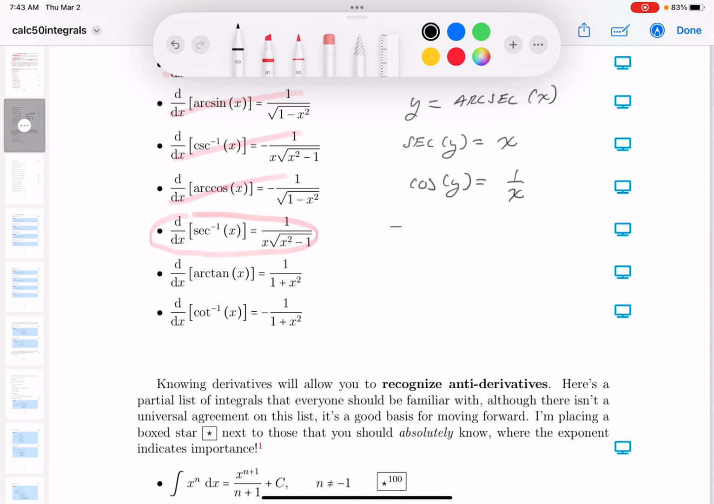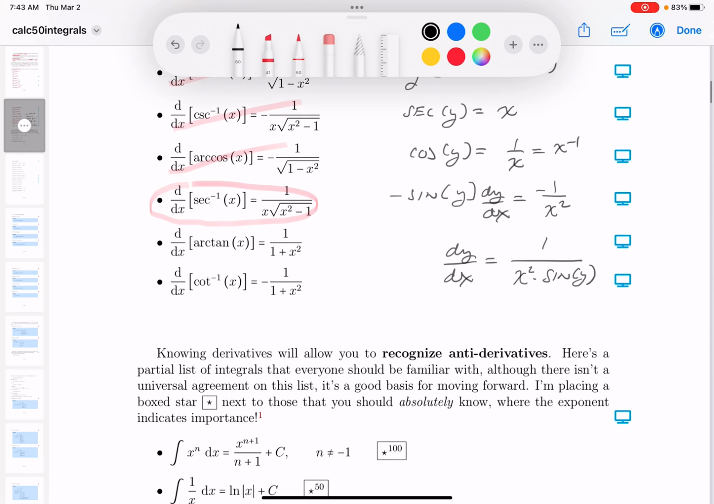And what do you get? You get minus sine of y, dy dx. I'm using implicit differentiation. This is x to the minus 1. What does that give you? Let's see. That gives you minus 1 over x squared. And then dy dx is going to be equal to, well, I'm going to divide by minus sine, so it's going to be 1 over x squared times the sine of y.